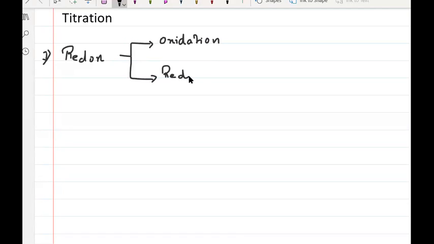The first concept that we have studied is basics of reaction. What is redox reaction? In this we study what is oxidation, and then we study what is reduction, then we study the concept of oxidizing agent, reducing agent.